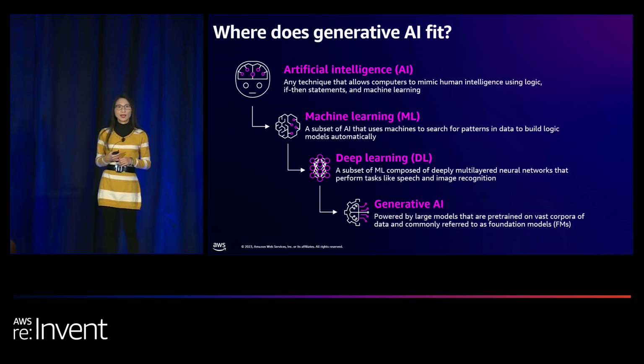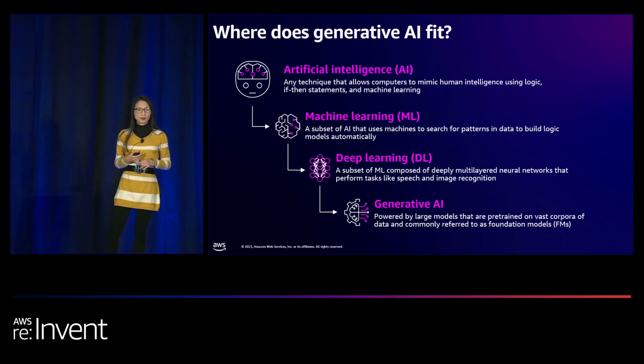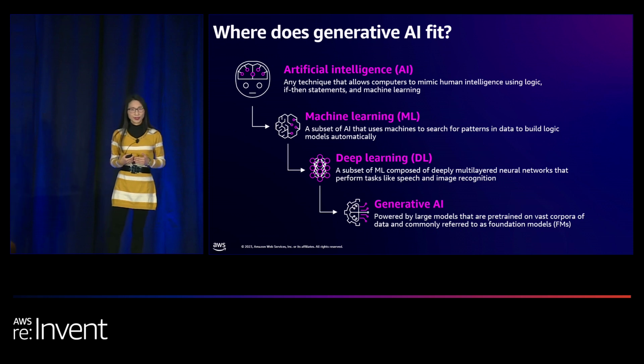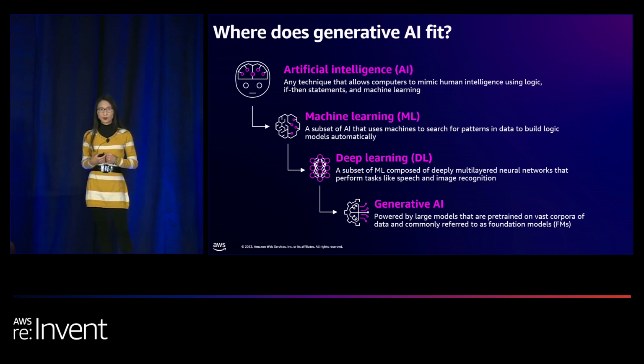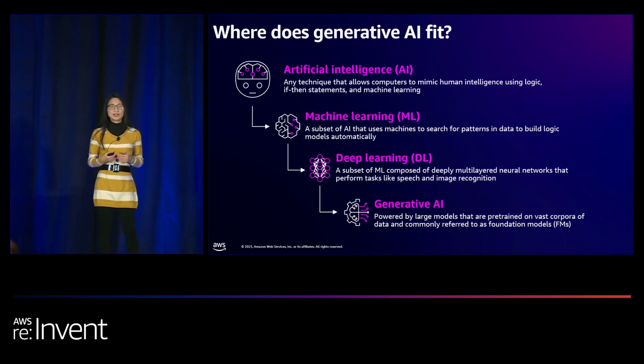Within the scope of artificial intelligence, machine learning is a subset where machines are used to search for patterns in data to build logic models automatically. Machine learning models develop from shallow models to deeply multi-layered neural networks. And these deeply multi-layered neural networks are called deep learning models. Deep learning models perform more complicated tasks like speech and image recognition. Generative AI is a subset of deep learning. It is powered by foundation models that are extremely large and can perform most complex tasks.